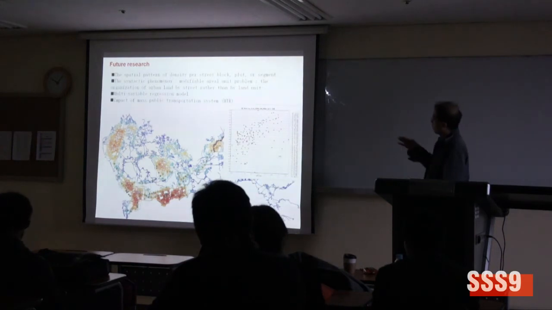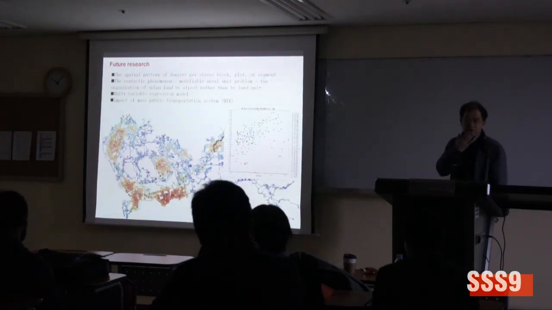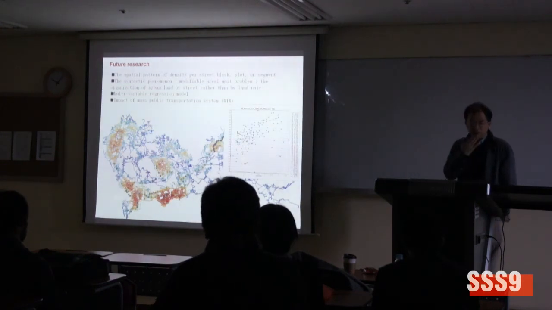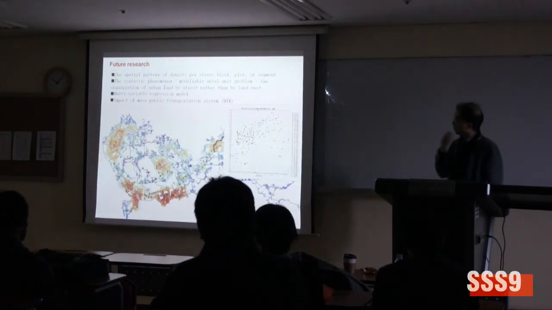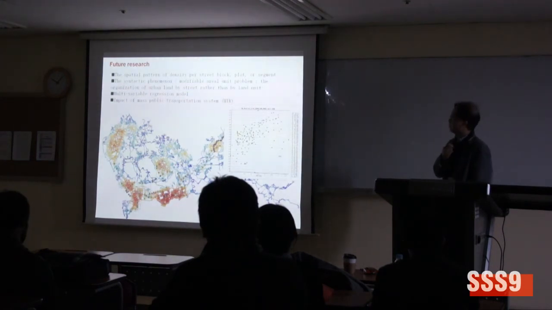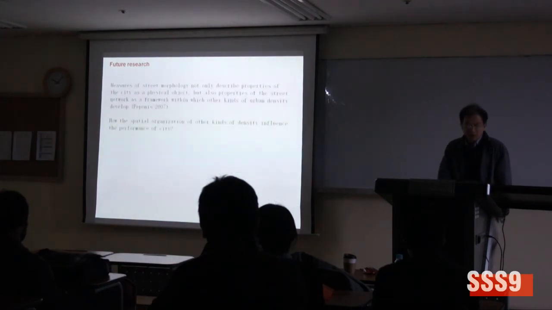And also a multi-variable regression model will be more suitable than a single variable regression model. And also to address the impact of the mass public transportation system on the distribution of urban density.